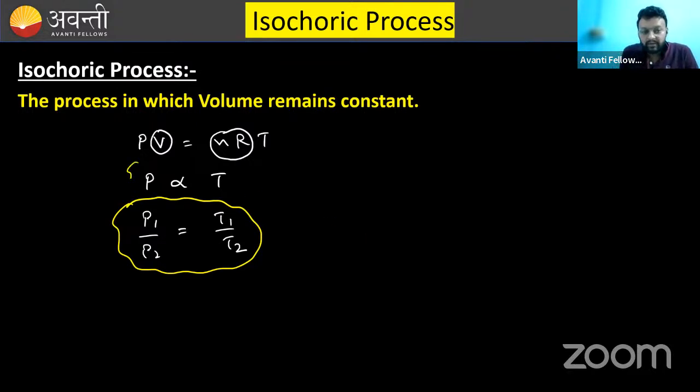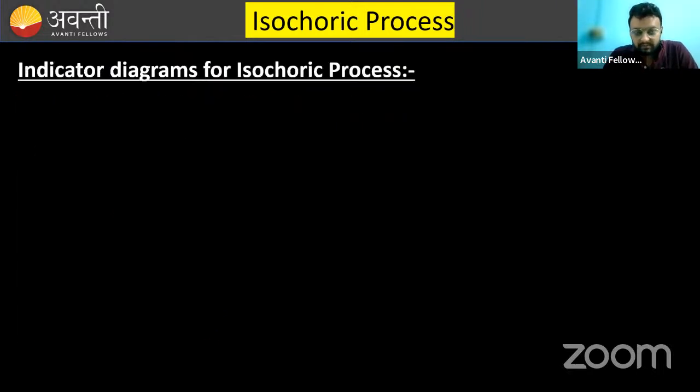You need to remember these terms. These terms need to be remembered because they are used in the numerical sections. Otherwise, you might get stuck in some questions. So try to remember these things or try to figure it out. Okay. So isochoric process, what we have learned, P is proportional to T. Now we will draw some indicator diagrams for the isochoric process.